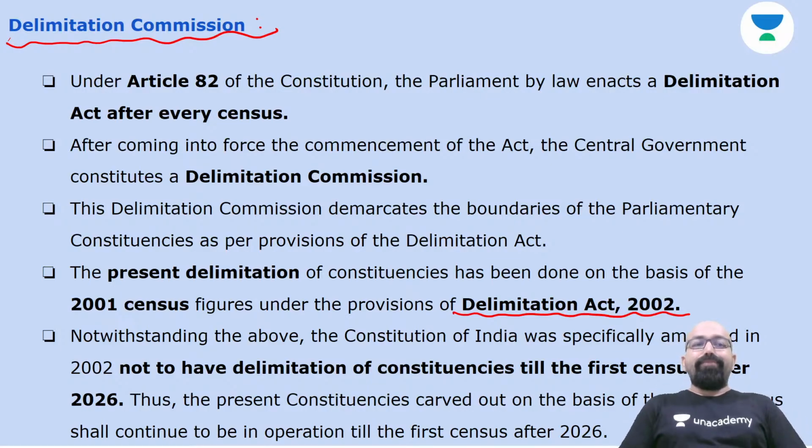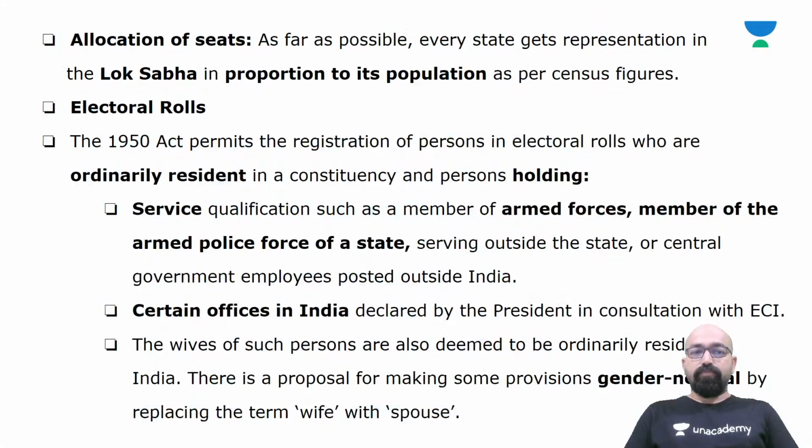So, the Delimitation Commission: under Article 82 of the Constitution, Parliament by law enacts the Delimitation Act after every census. Now, after that we'll see the allocation of seats.